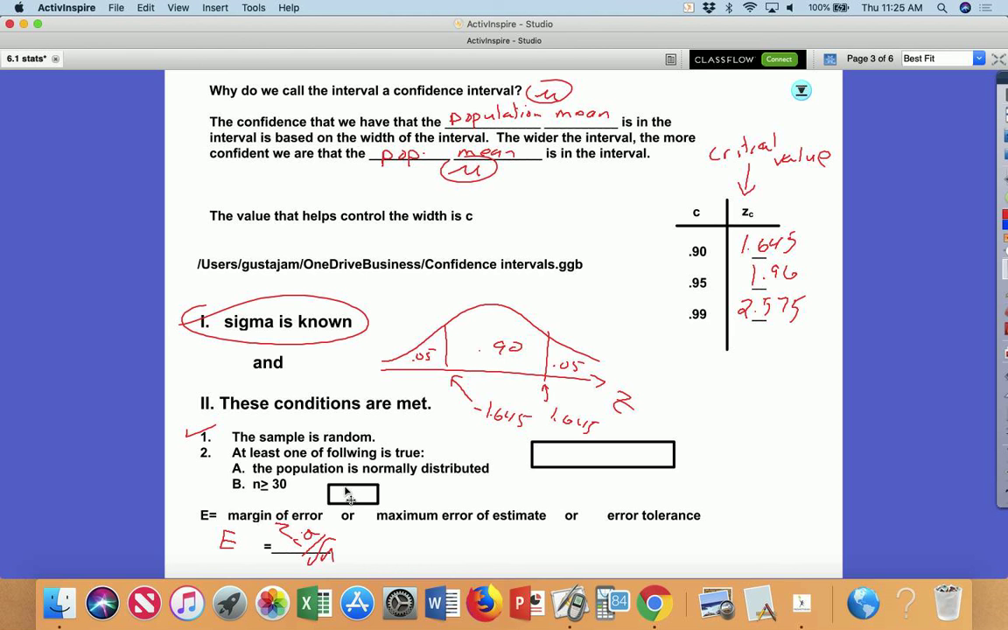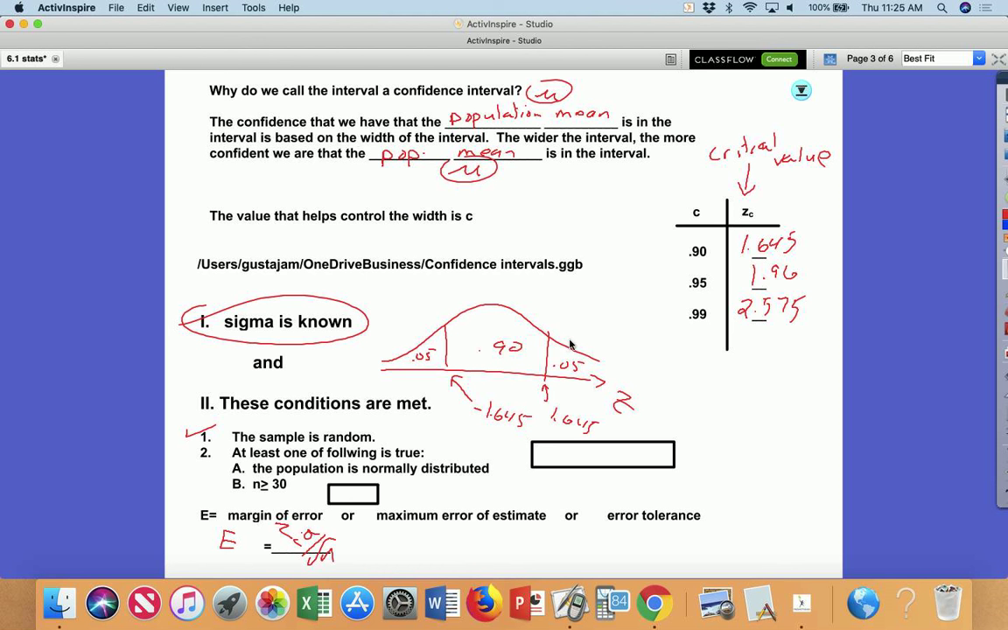So E is the margin of error. It's called that, but they might tell you that the margin of error is a certain value, or they might say it's an error of estimate or an error tolerance. So if you hear those terms, that's E.